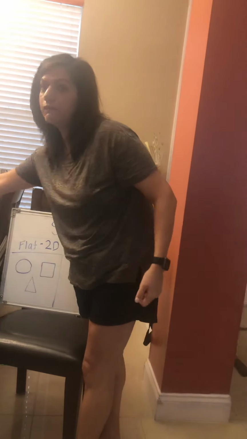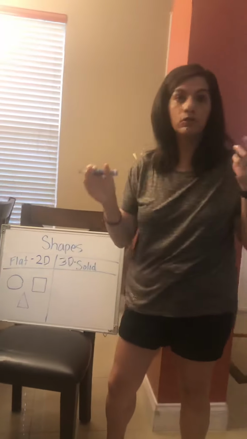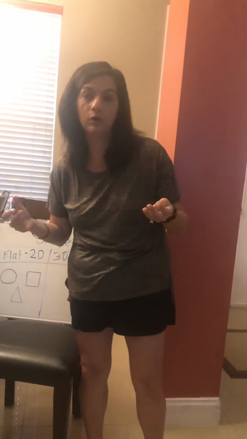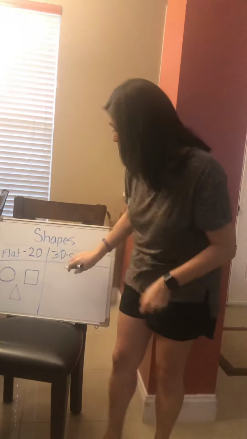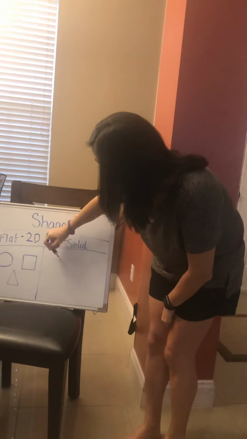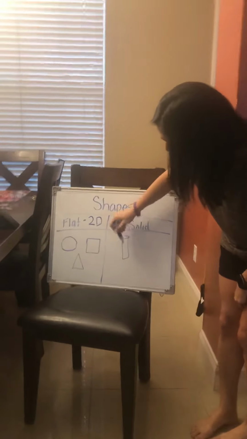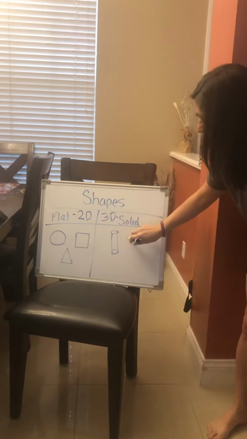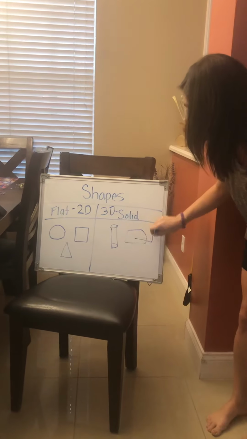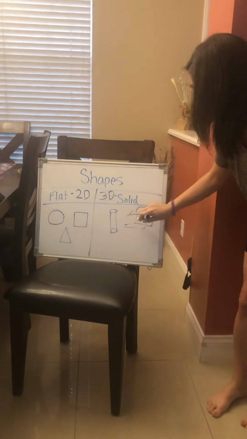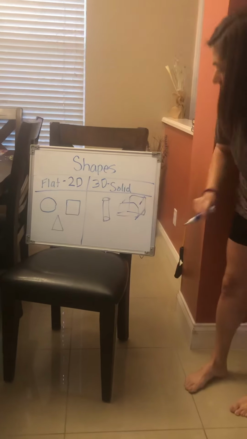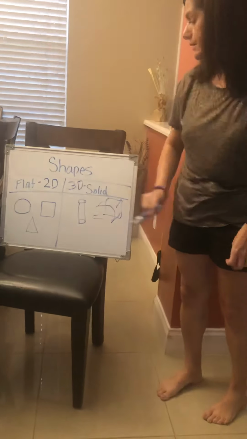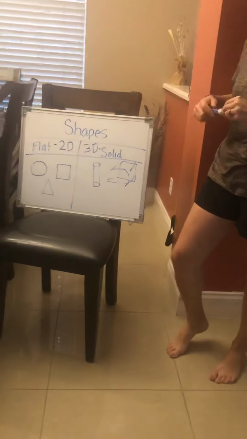I would love for you to look around to notice the different types of shapes in your home, the difference between a solid shape and a flat shape. And if I were to draw a solid shape, it would kind of look like this. And you know, Mrs. Weber's not an artist, but I'll do the best I can. So that would be like a cube. This would be like the cylinder that we looked at, the paper towels.